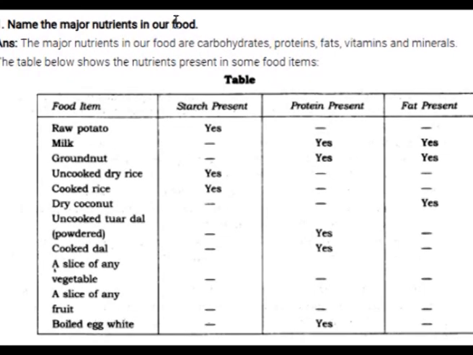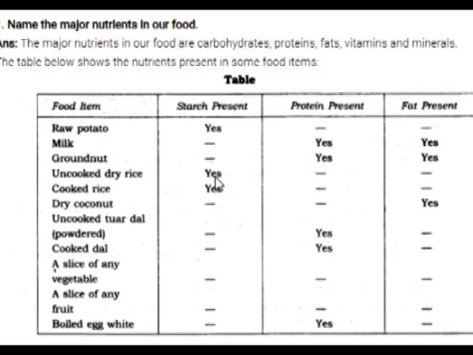Exercise. Name the major nutrients of our food. The major nutrients in our foods are carbohydrates, proteins, fats, minerals, and vitamins. The table below shows the nutrients present in some food items. Children, in Table 2.1 in your textbook, you have to fill up food items like raw potato, the presence of starch; milk, presence of protein and fats; groundnut, protein is present and even fat.